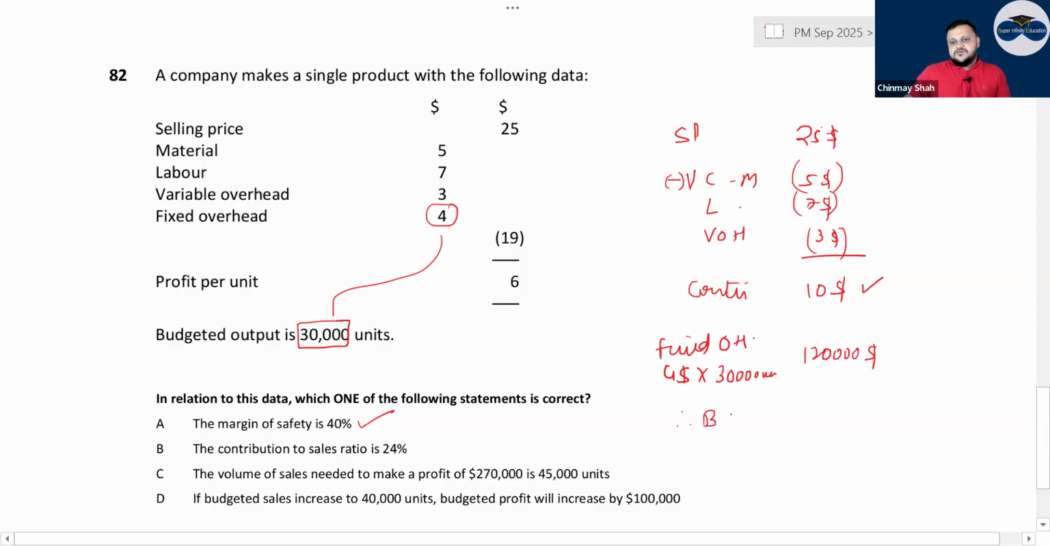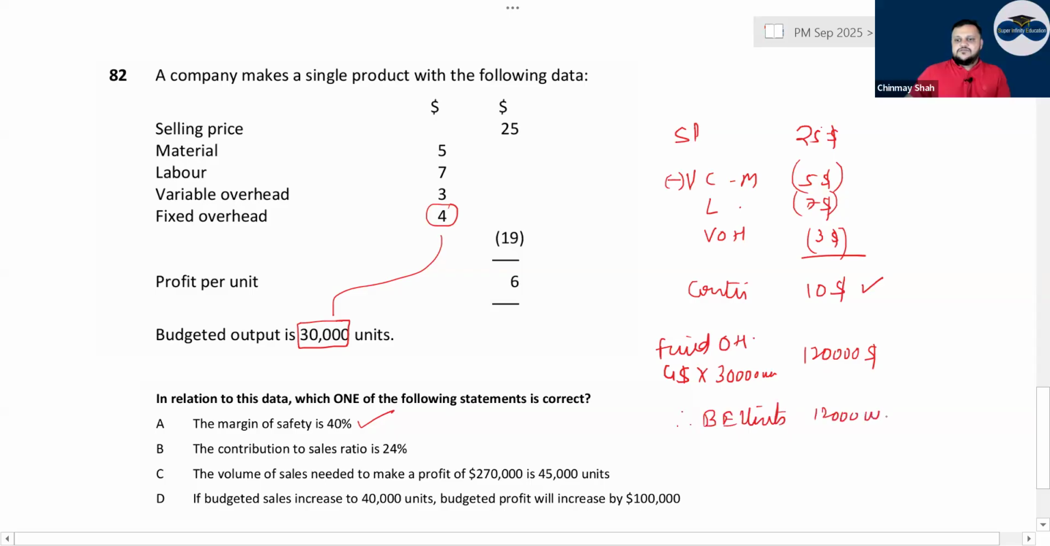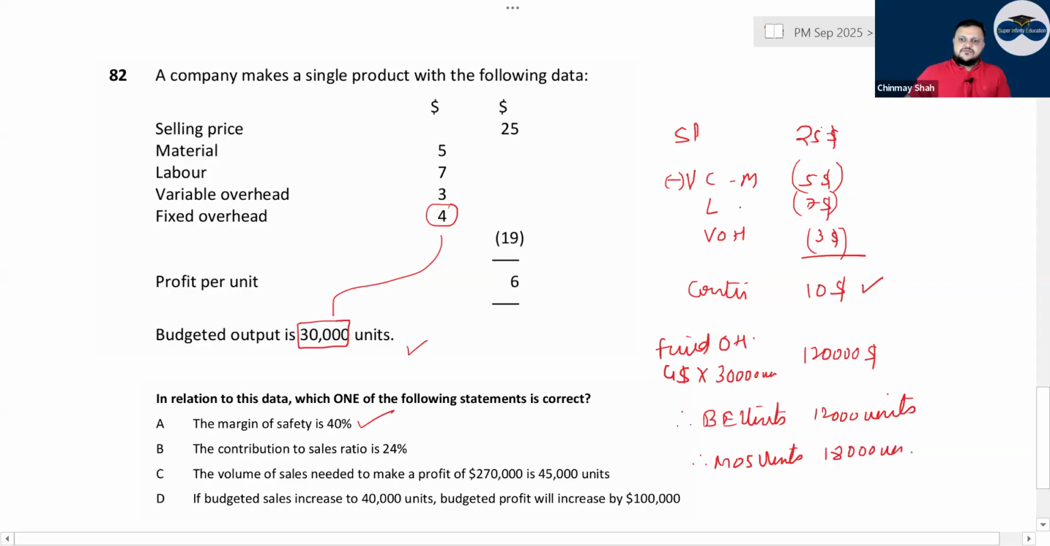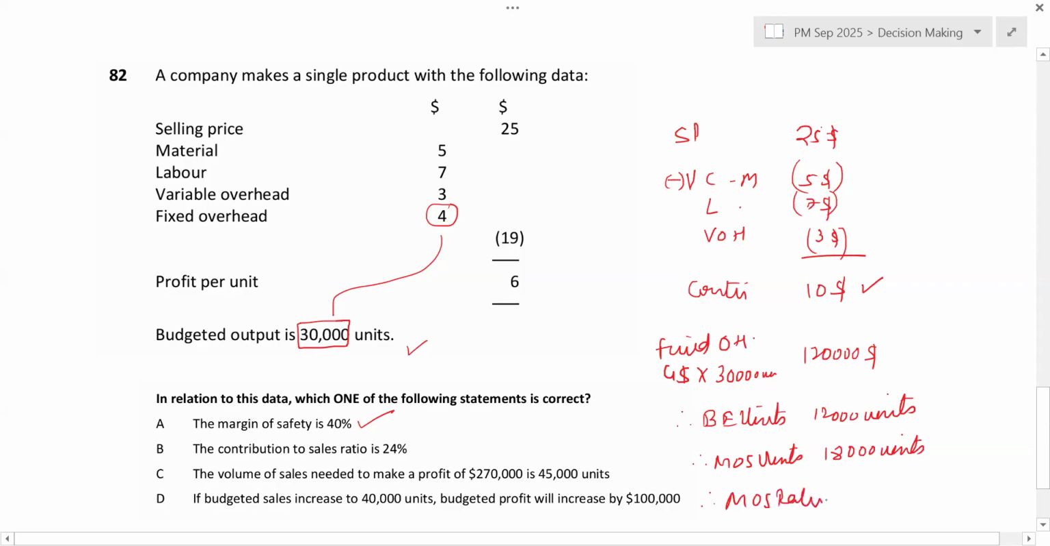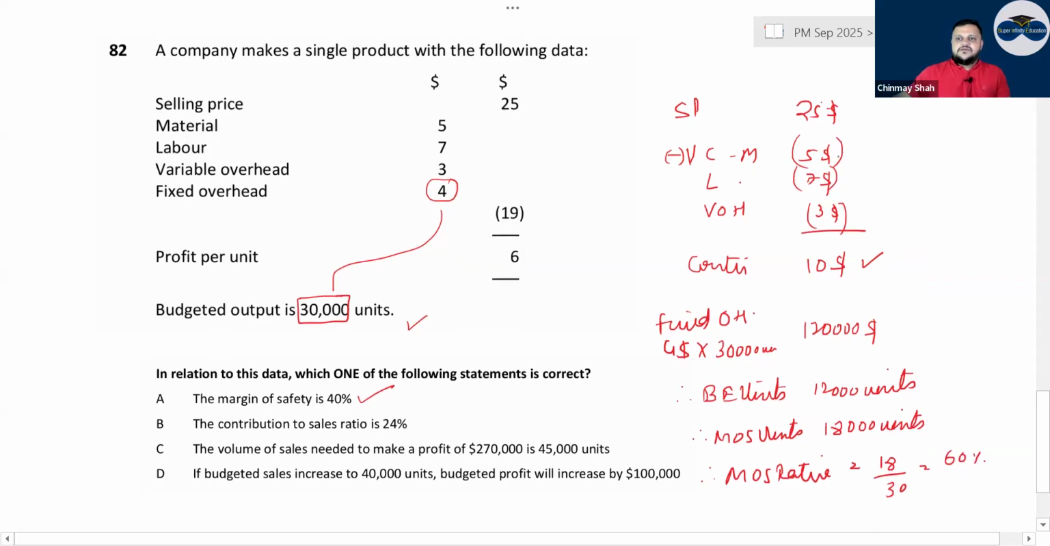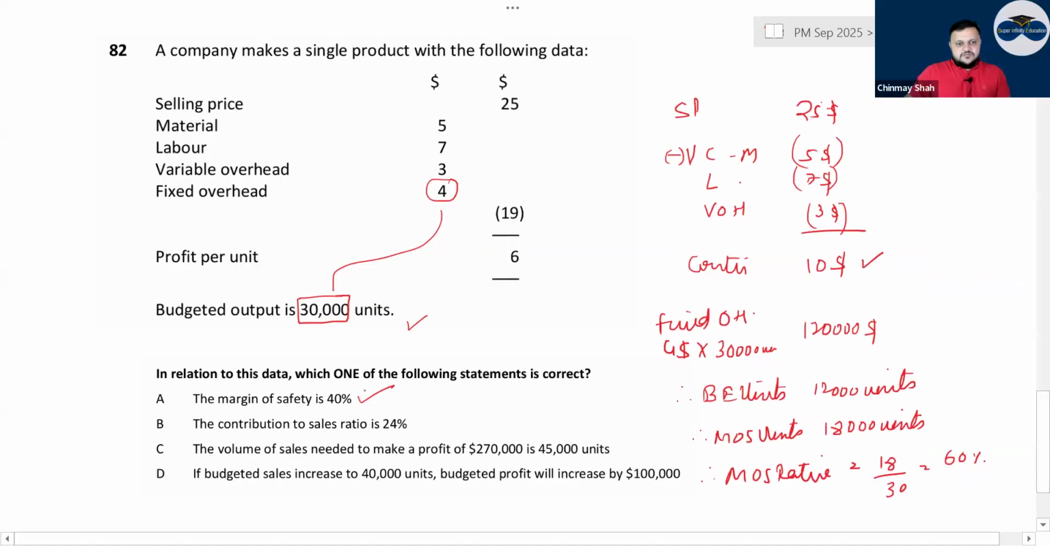Therefore, tell me how much is BEP units? 12,000 units, 120 divided by 10, right? Therefore, how much are MOS units? 30,000 is budgeted. MOS units are how much? So 18,000 units. Correct? What do you say, Krishna? Therefore, MOS ratio. 18 by 30, how much is that? 60%. Right? So this is wrong.